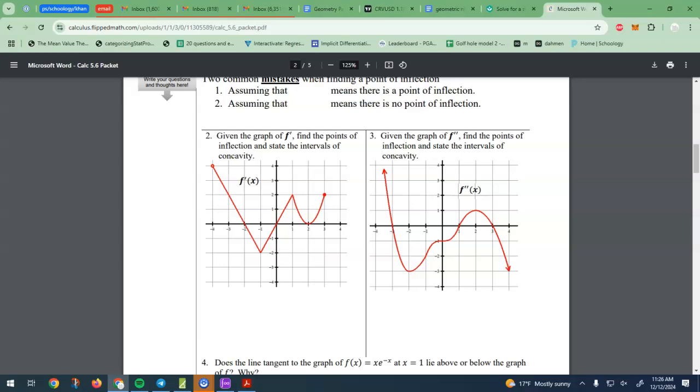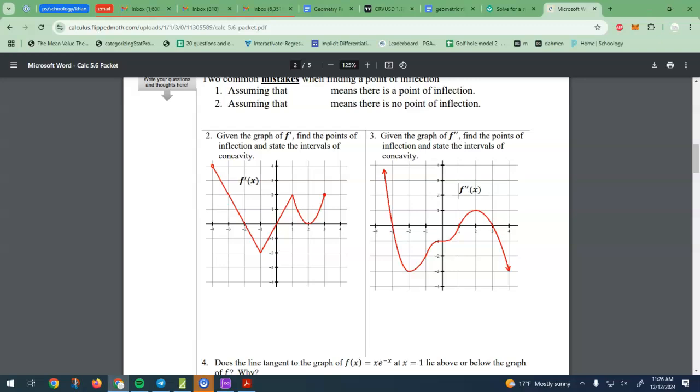POI, points of inflection. Points of inflection happen where we switch concavity. So what are the x values? How many x values? How many points of inflection are there? There's 3.